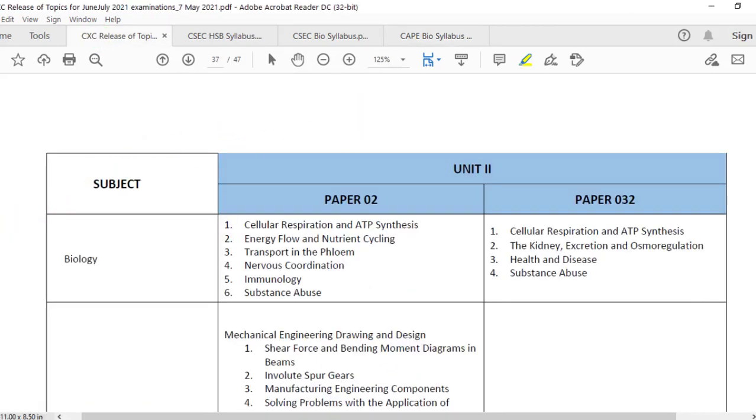Right, and here we have Biology Unit 2. We have paper 2. We have 6 topics. Cellular respiration, ATP, energy flow, transport, nervous coordination, immunology, substance abuse. And for paper 3, we have 4 topics. Just like paper 2, cellular respiration, but we have kidney, excretion, health and disease, substance abuse as well. Alright, so let's take a look at what that looks like in the syllabus.